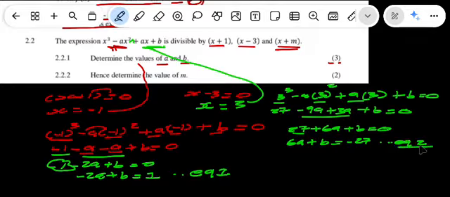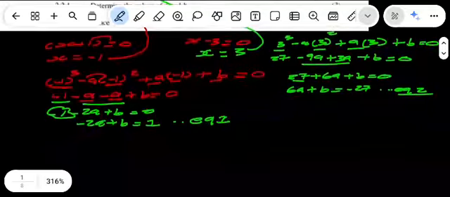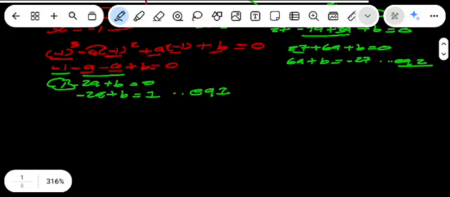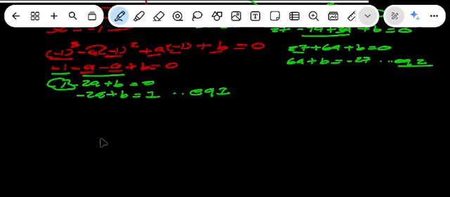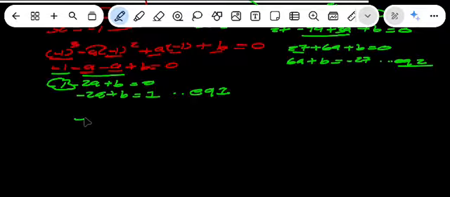This is my equation 2. So we have to solve this problem now. I have 2 equations. So you can see, we subtract equation 1 minus equation 2.